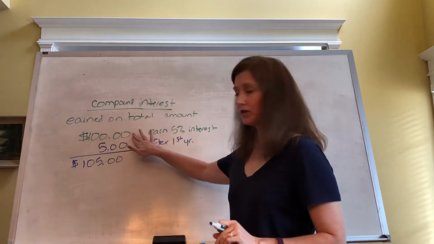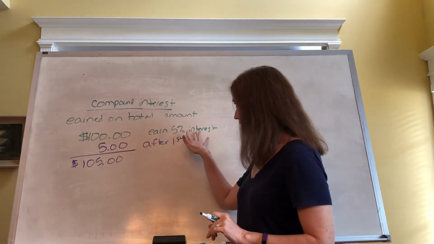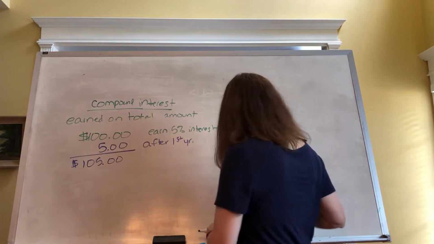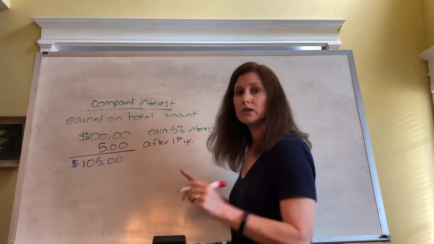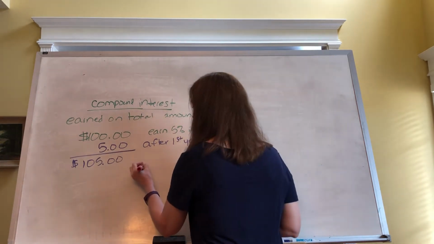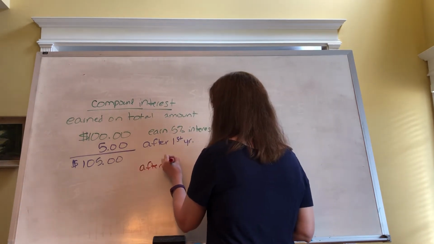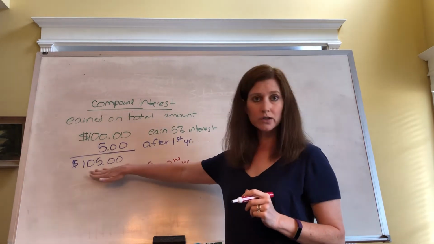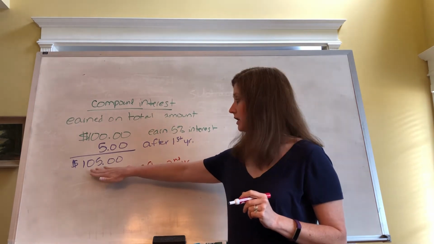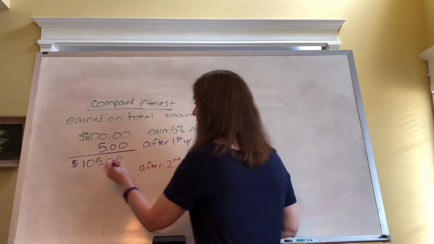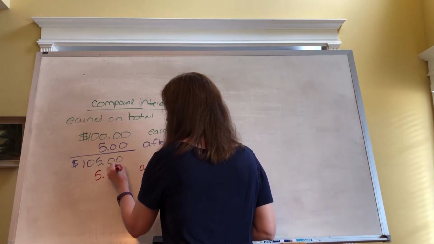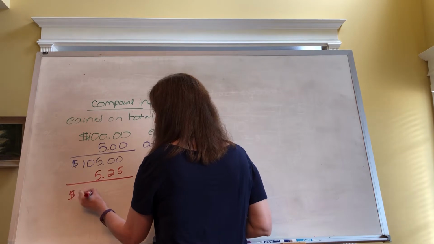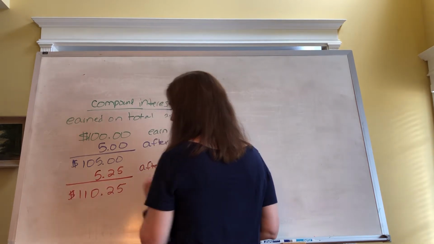So it's going to start off the same. We have $100 in the bank. We're going to earn 5% interest. So after the first year, we earn $5, and I now have $105. Then the next year comes along, and so it's after 2 years. And now I'm going to earn the interest on 105, and the interest on 105 is $5.25. And so now I have 110 and 25 cents.